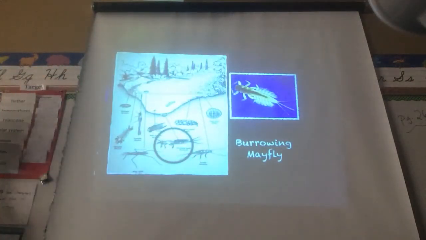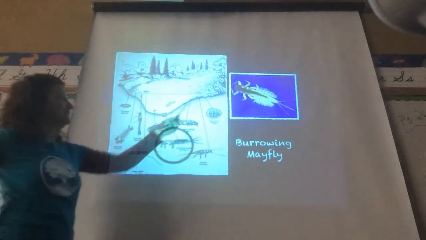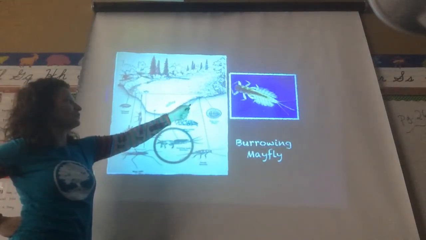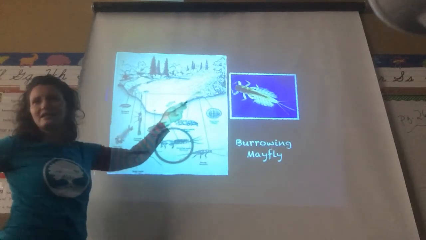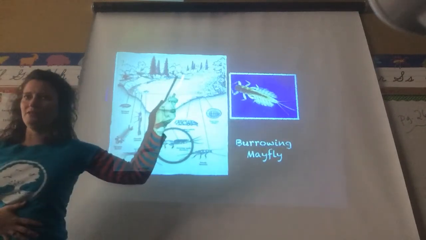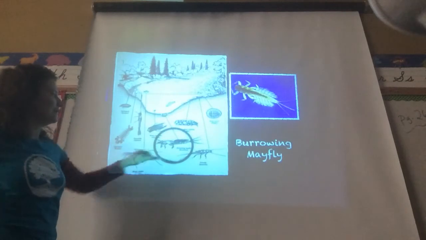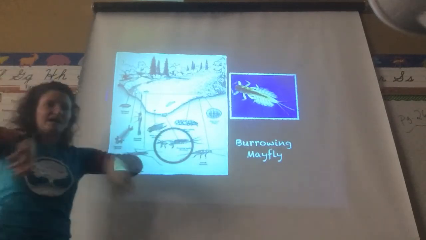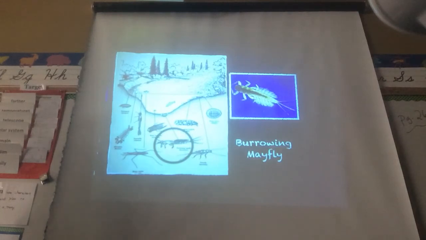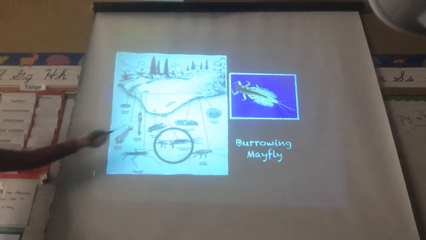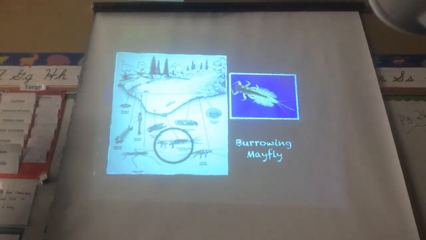Ooh. This is an interesting one. This is a burrowing mayfly. Now we know the stoneflies suction cup themselves to the rocks, right? To eat algae. Pretty cool adaptation, having a suction cup on your belly, right? The burrowing mayfly is good at digging. Why would an animal want to dig down into the riverbed? What do you think? To stay safe.